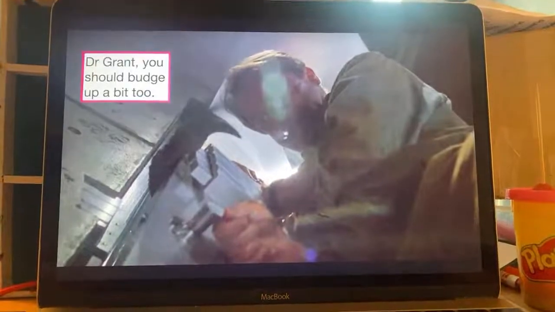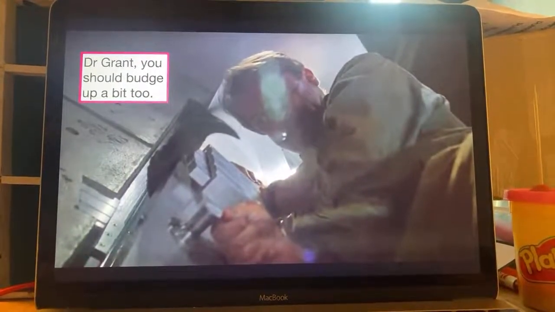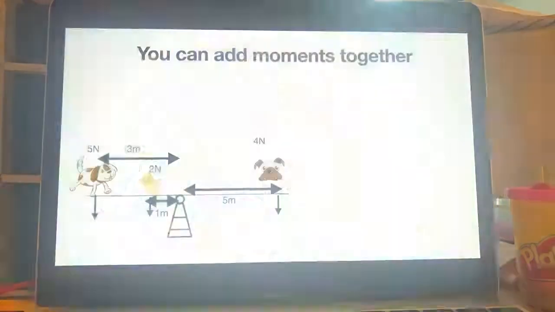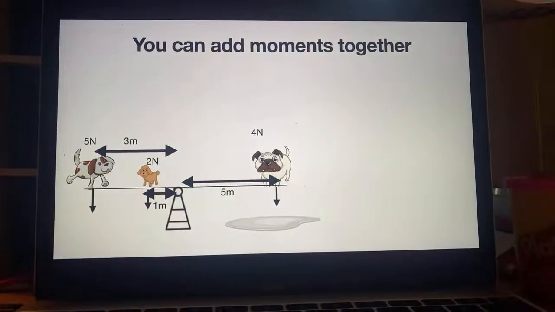And come to think of it, actually, Dr. Grant, you should budge up a little bit as well. He should be putting his weight. Yeah, I mean, he probably wants to avoid the claw, I suppose. Fair enough. Right, a little note. You can add moments together.